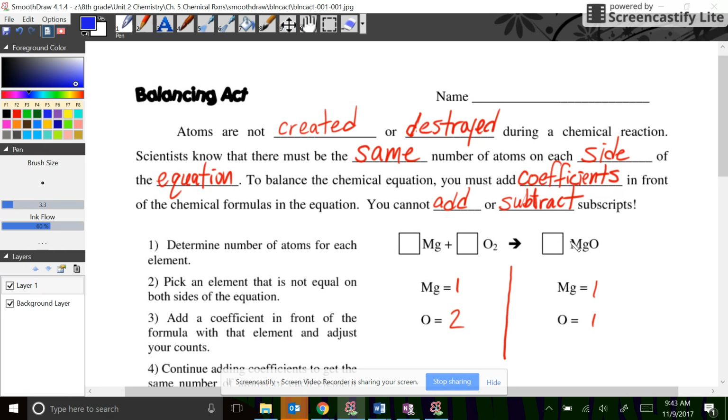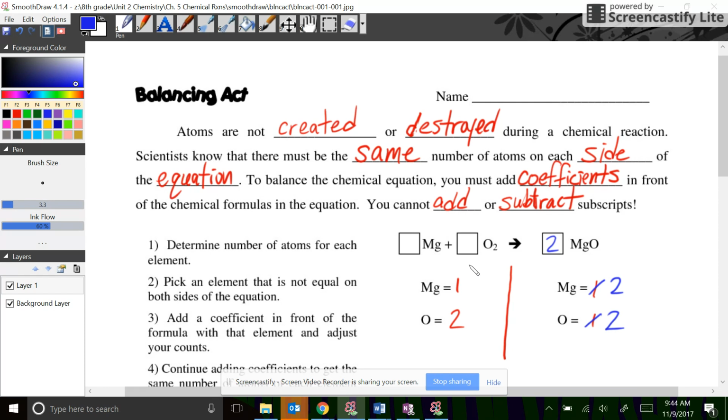The only thing I can do is, remember, I cannot add a subscript. You're not allowed to do that. So what I have to do is add a coefficient. So I'm going to put a coefficient of 2 there, and that now multiplies through the molecule. So that means I don't have 1 anymore of magnesium, I have 2. And for oxygens, now I have 2 oxygens. So it multiplies through both, and now I have 2 of each. Now if I compare, my oxygens look good. They are balanced. I have 2 on the left, 2 on the right, but my magnesiums are not balanced.